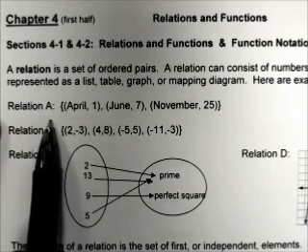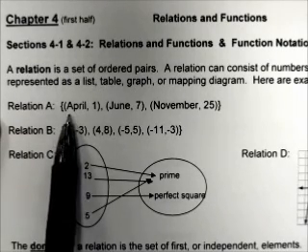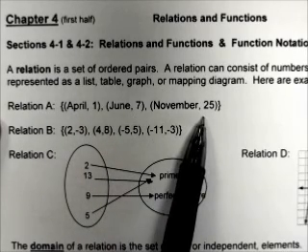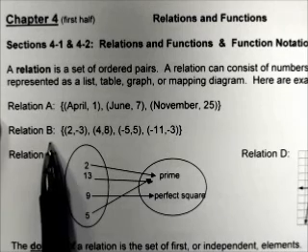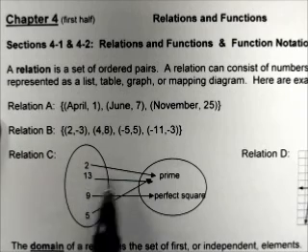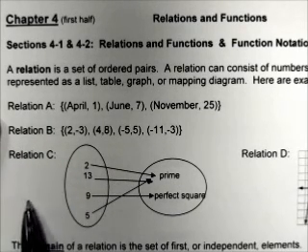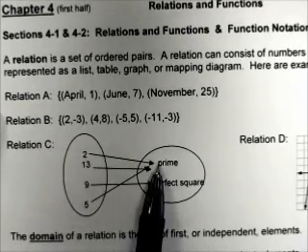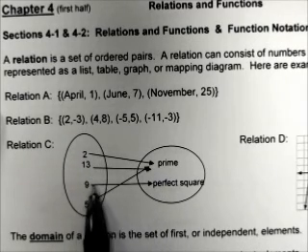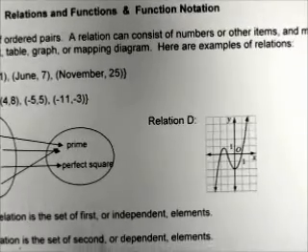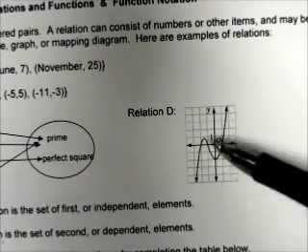You have relation A, which is defined as a set of ordered pairs: April 1, June 7, November 25. Relation B is a set of ordered pairs: (2, -3), (4, 8), (-5, 5), (-11, -3). Relation C is this mapping. This is saying that the number 2 goes to prime, 13 to prime, 9 to perfect square, and 5 to prime. And relation D, which is an actual graph.